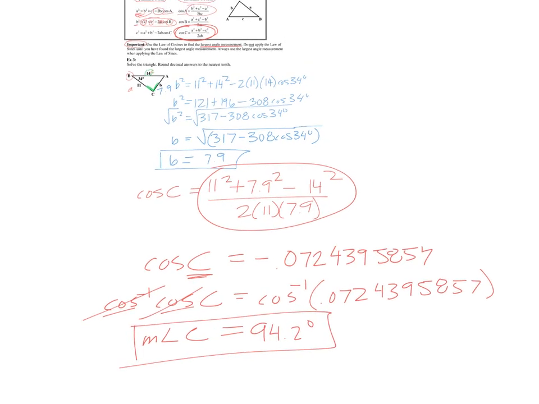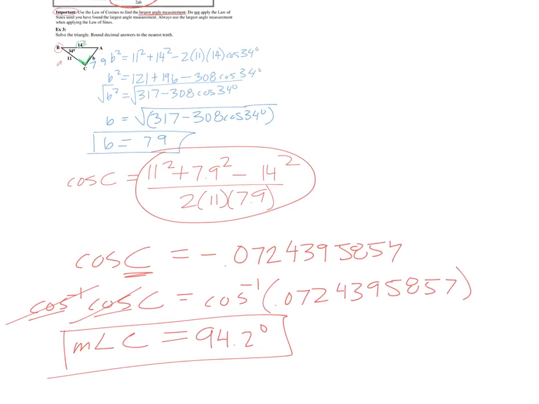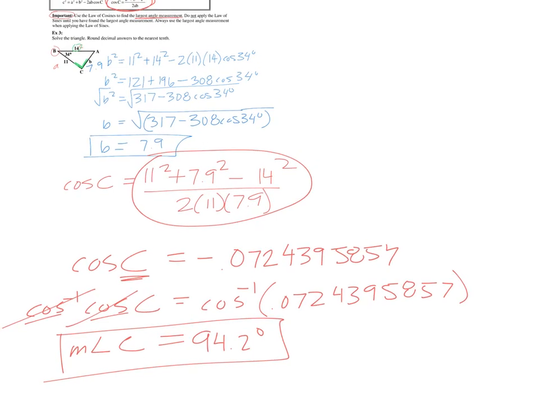Alrighty. If you're off a couple decimal places, I won't get crazy about that. The last angle we have to figure out is A. So the measure of angle A plus 34 plus the angle that I just figured out, 94.2, is equal to 180. I'll subtract both of those measurements from 180, and I get 51.8 degrees.